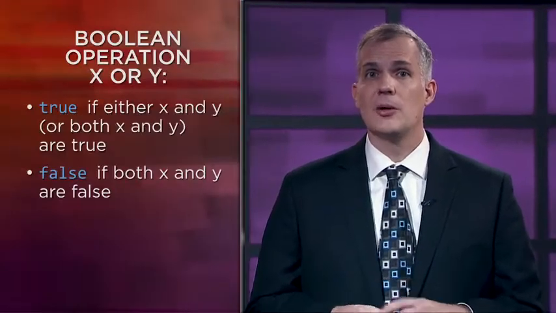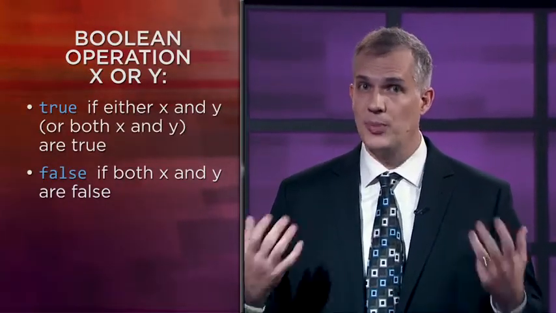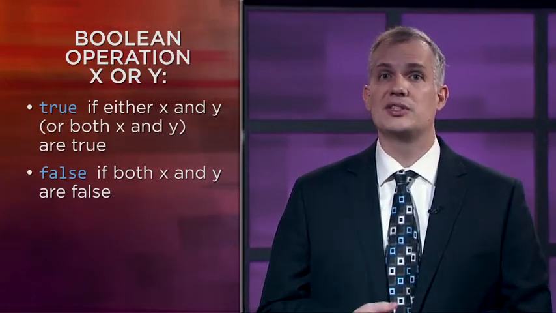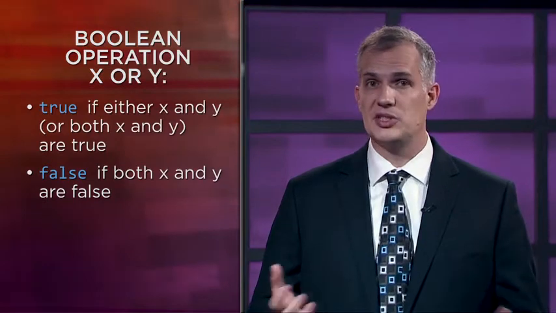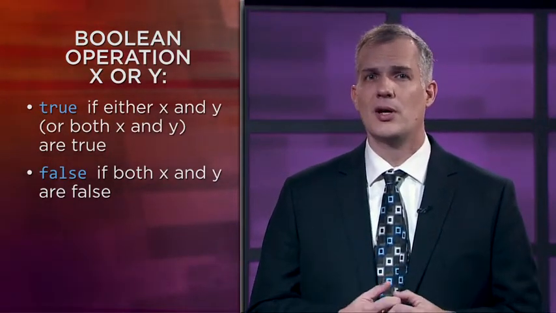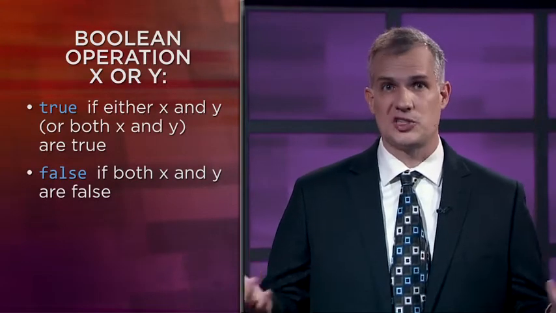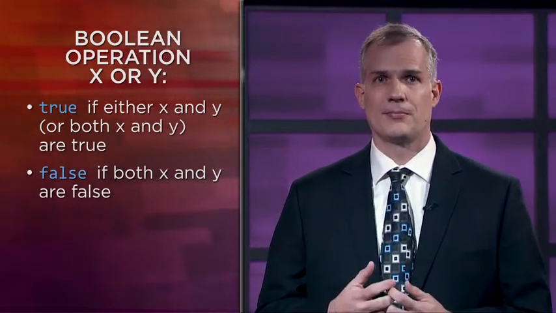The third Boolean operation is OR. The OR operation again takes two Boolean values, but it's true if either one of the two is true. It's also true if both are true. So, saying, my name is John or I live in Hawaii is a true statement, since at least one part of that, my name is John, is true. And it would still be true if both parts were true, if I said, my name is John or I live in Texas.